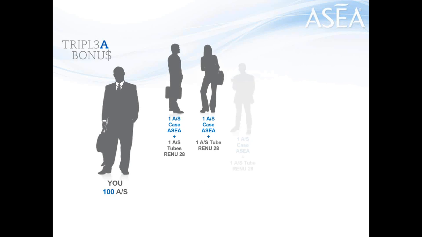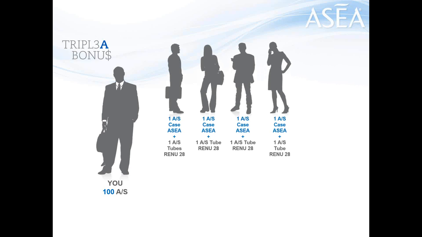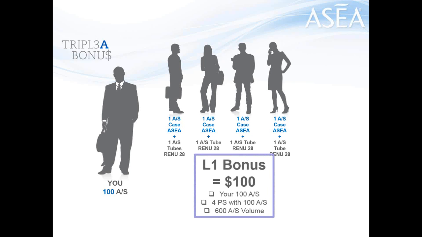There you are. You've got your 100 auto ship, and let's say you have your 4 people there, and they all have 1 case of ASEA plus 1 tube of Renew 28 auto ship. By the way, if they add the 1 tube of Renew 28 to their auto ship, there is no additional shipping cost. Okay. In this case, you've got your 100 of auto ship, you've got your 4 personals with at least 100 of auto ship, but we're going to have to add some additional volume. Okay, we need 100 more worth of volume. So let's say we had 4 personal customers and they each were just doing the 2 tubes of Renew 28. That would make up the rest of the volume you needed to have 600 of auto ship volume. Okay, so that's another way to get to L1.